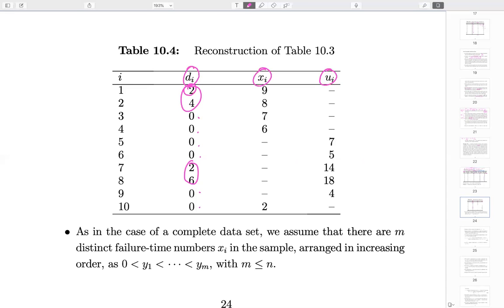Okay, X is the amount of survival weeks. So how many weeks the patient survived after the surgery. U means more than this, right? So it's greater than. So for instance, patient number 5 survived more than 7 weeks. Number 7 survived more than 14 weeks. Number 8 survived more than 18 weeks. So here we only have greater than or equal to for these guys, right? Not exactly equal. For this, we have equal. Okay, those are the meanings.